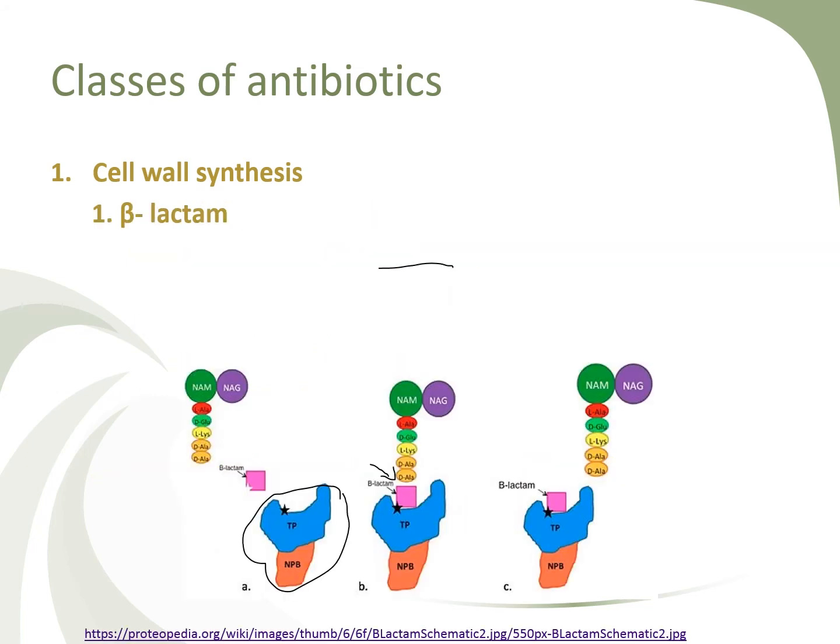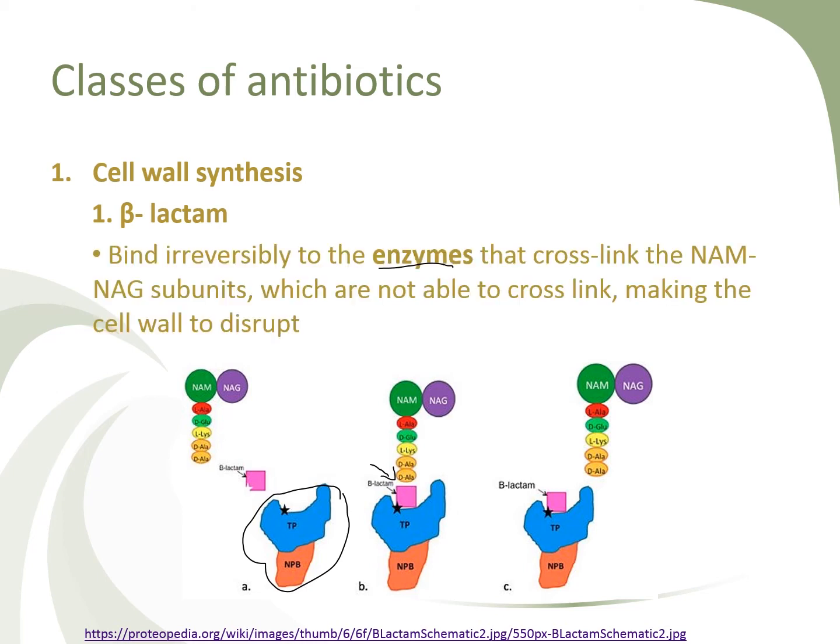So first the beta-lactam. So here I have my NAM and NAG, and my beta-lactam binds to the enzyme. Okay, so here is my enzyme. My enzyme is necessary to bind the NAM and NAG to each other to form the cell wall. So my beta-lactam binds here to my enzyme, and my enzyme is not accessible to these subunits, so my subunit is not gonna be linked. Okay, so my beta-lactam binds irreversibly, so it doesn't go away from the enzymes that cross-link the NAM and NAG subunits, which are not able to cross-link, making the cell wall disrupt.